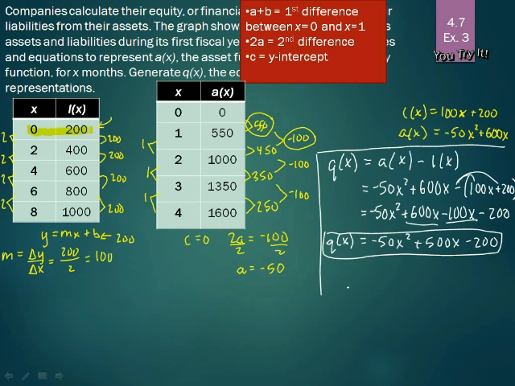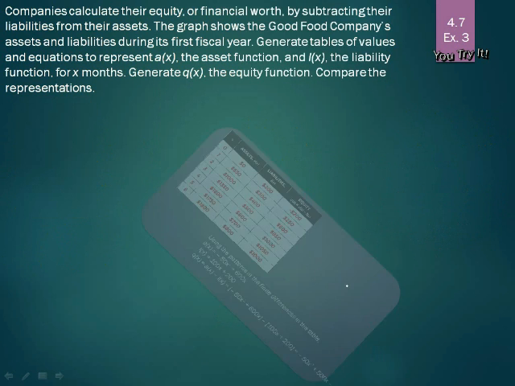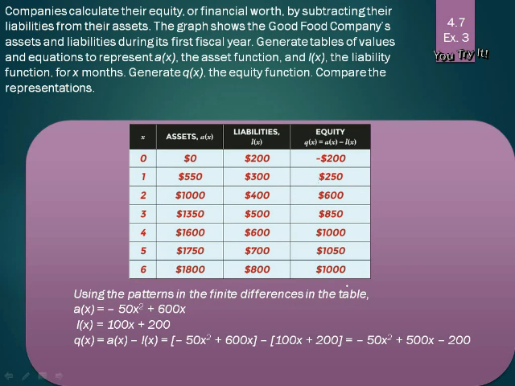And now that we've found the equation and the graph and the tables, we can go ahead and summarize our answer. So here's our table, the full table actually going from 0 through 6, also using the patterns and the finite differences in the table. A of x equals negative 50x squared plus 600x, L of x equals 100x plus 200, and Q of x equals A of x minus L of x equals negative 50x squared plus 600x minus 100x minus 200 equals negative 50x squared plus 500x minus 200.